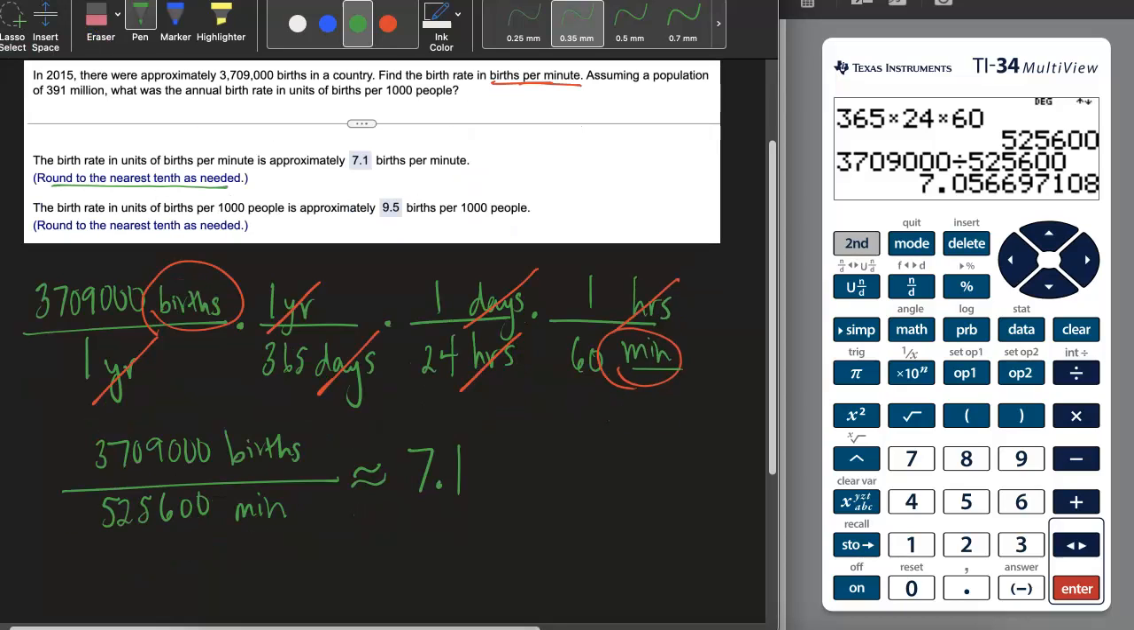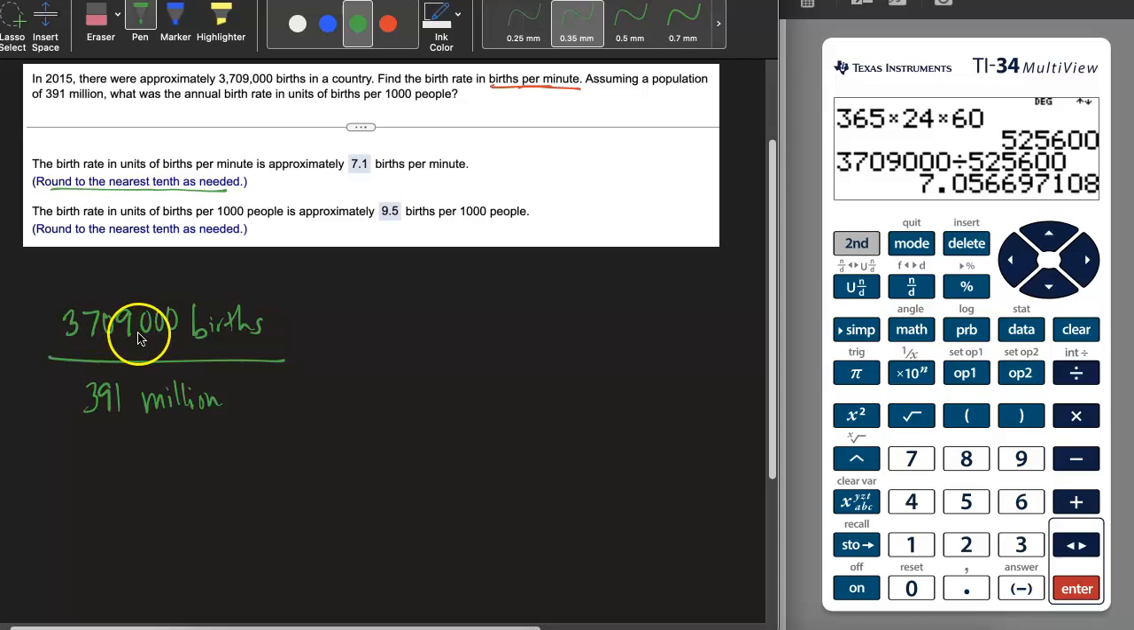For the second part of this question, we're asked the birth rate in units of birth per 1,000 people. To determine that, I'm going to erase what I've got here just for some space. What I've done to start with here is I've just written out the births per million people, and I'm given that information up here that there were 391 million people, and I want to change that to births per 1,000 people. So essentially I'm changing millions to thousands, and I'm asking myself then how many thousands are in 1 million? Well, 1 million is the same as 1,000 thousands.